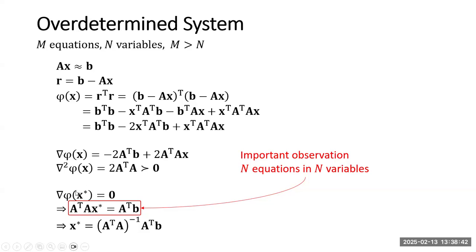Excuse me, this is A transpose, so sorry, I misspoke. It's an N by N matrix. A transpose A is N by N, and this is an N dimensional vector. So we have N variables and N linear equations, right? And we can easily solve this. Same number of variables as the number of equations. And this is our solution.